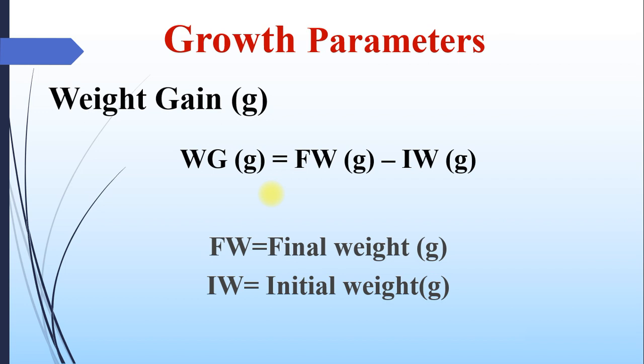Second one is weight gain. Weight gain, the short form is WG, in grams, equals FW grams minus IW grams. Here FW means final weight in grams, IW means initial weight in grams.